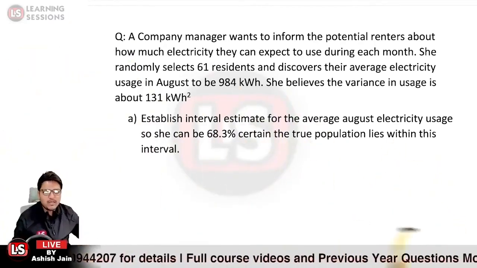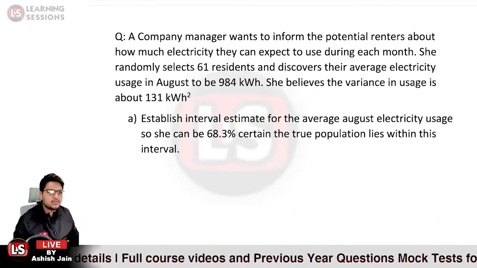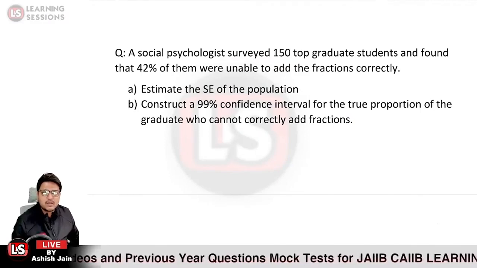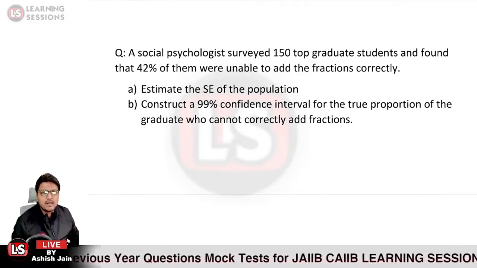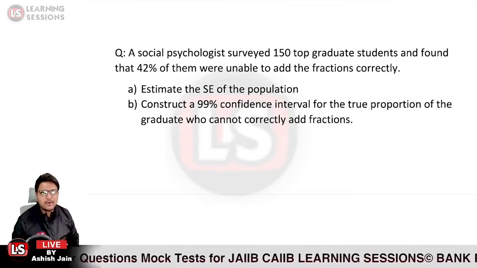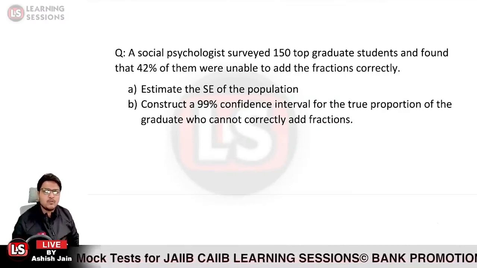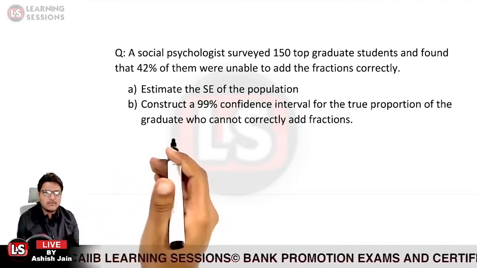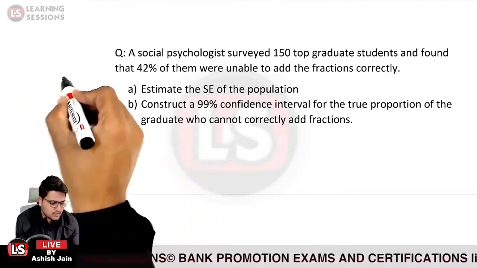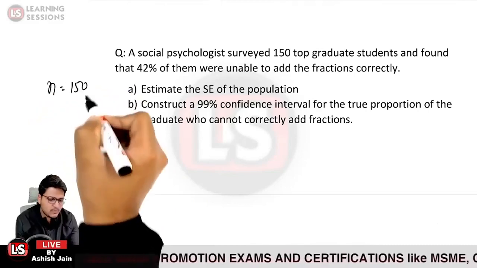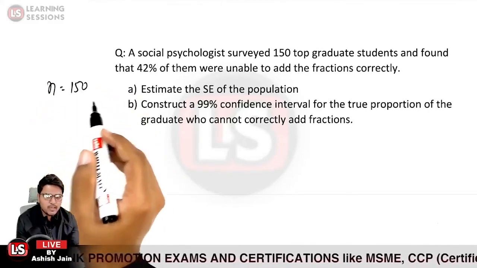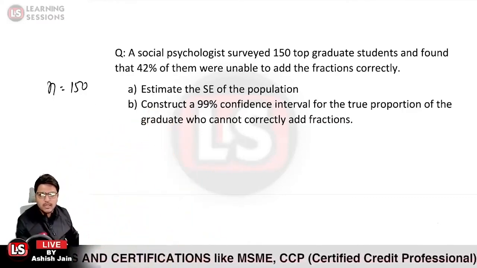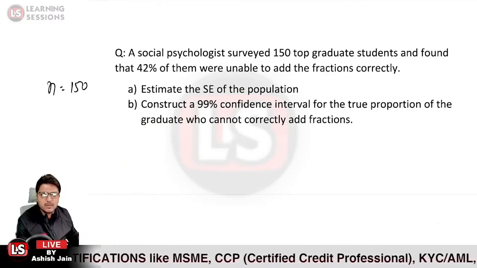Okay. Now let's move to the next question. It says a social psychologist surveyed 150 top graduate students and found that 42% of them were unable to add the fractions correctly. So the sample size is given to be 150 over here.